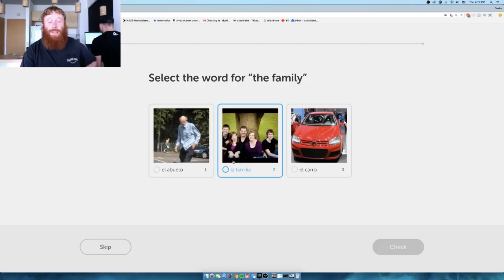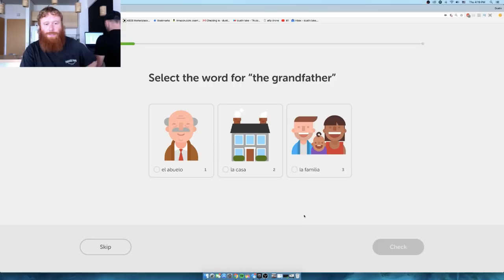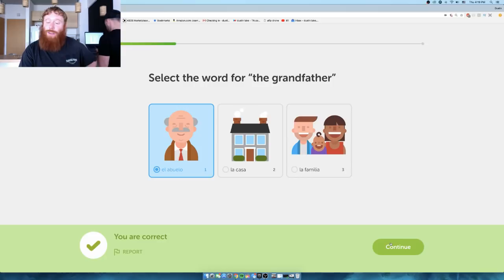Select the word for family. La familia. Familia. Grandfather. Abuelo. El abuelo. I don't think I've heard that before. Mi esposo es inteligente.